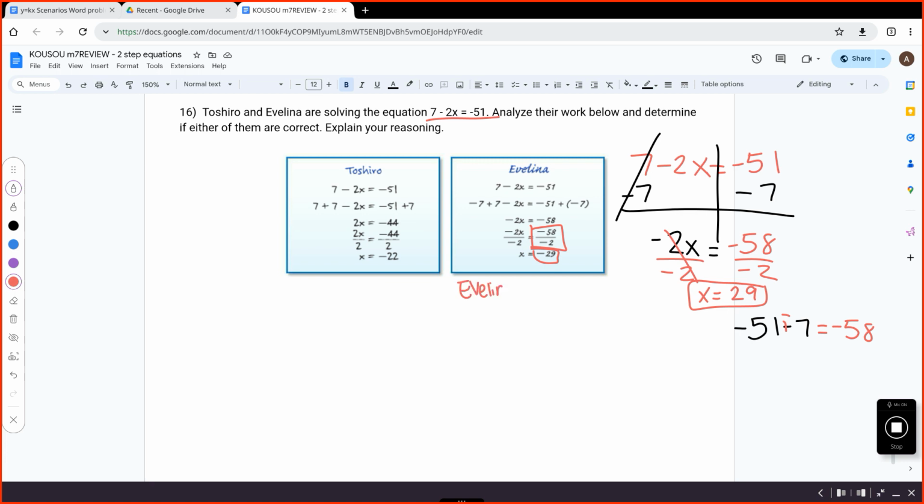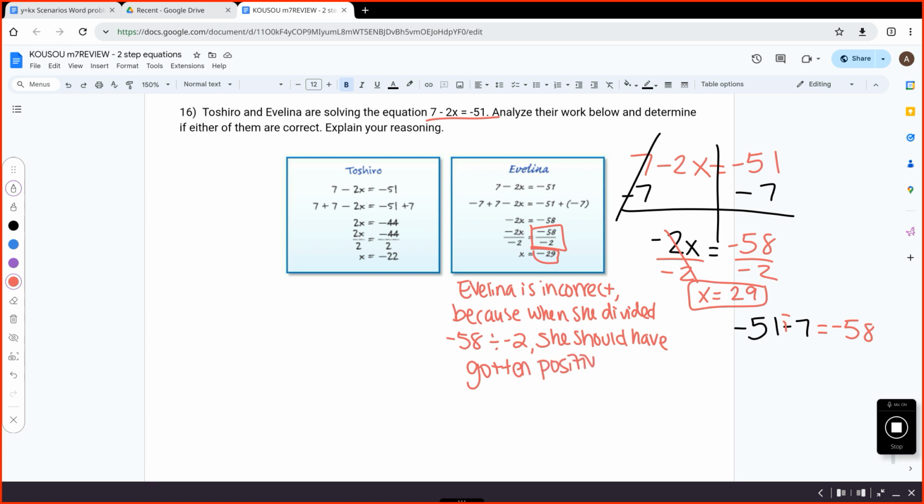So Evelina is incorrect because when she divided negative 58 by negative 2, she should have gotten positive 29, not negative 29. All right, now let's take a look at Toshiro's work here.